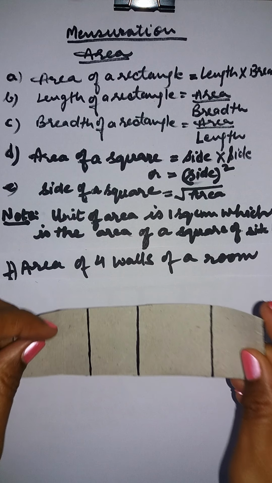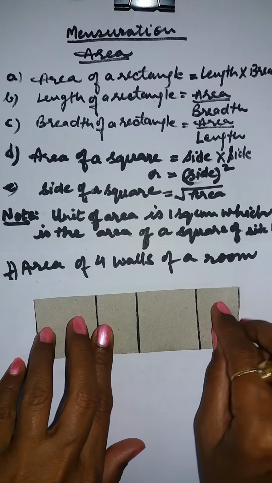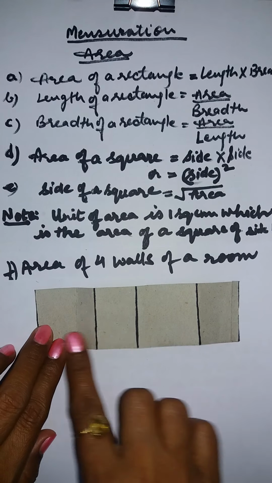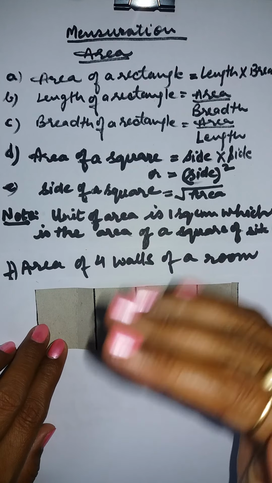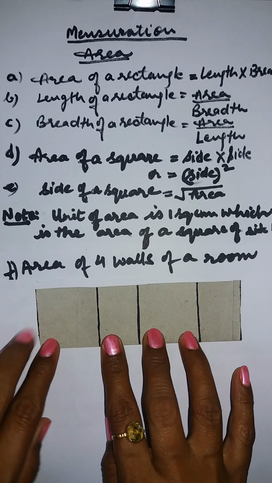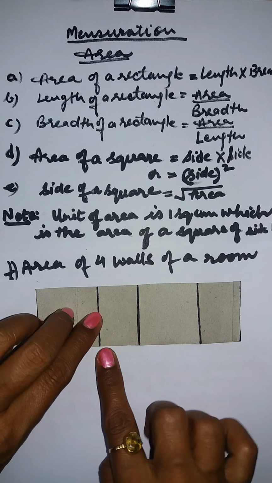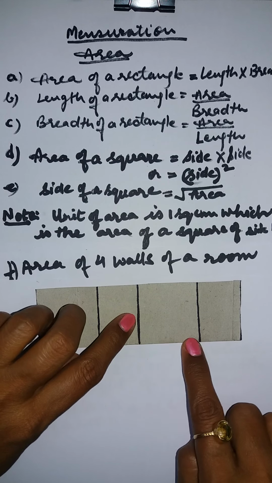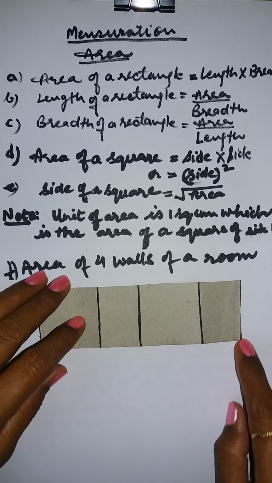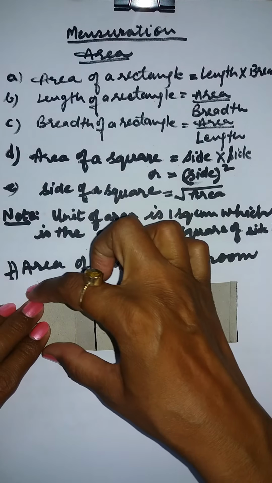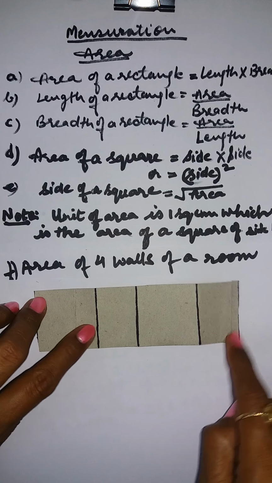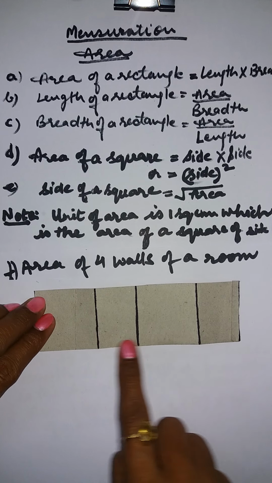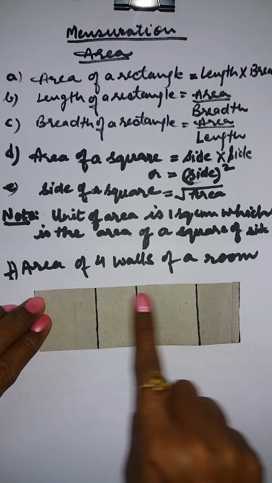So here in front of us, we have the net of the 4 walls, avoiding the ceiling and the floor. So this is the longer side, this is the breadth of the room, this is the length of the room, and this is the breadth of the room. So we can say, if we consider this as a big rectangle, this is the length and this is the breadth. So length into breadth is the area of this big rectangle.